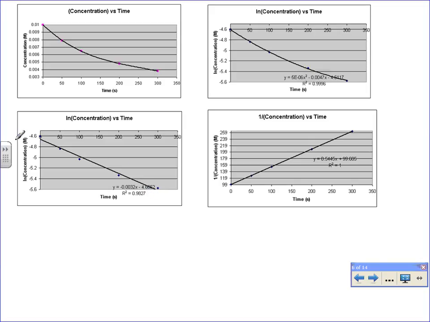Okay, so when you see this, if you look at the data, you can see that it's not linear, but you can also see it even more obviously by graphing the line and noticing that obviously it does not go through all of the data points. And my R-squared value is 0.9827. Okay, so this is not linear. So this means that this is not a zero order reaction.